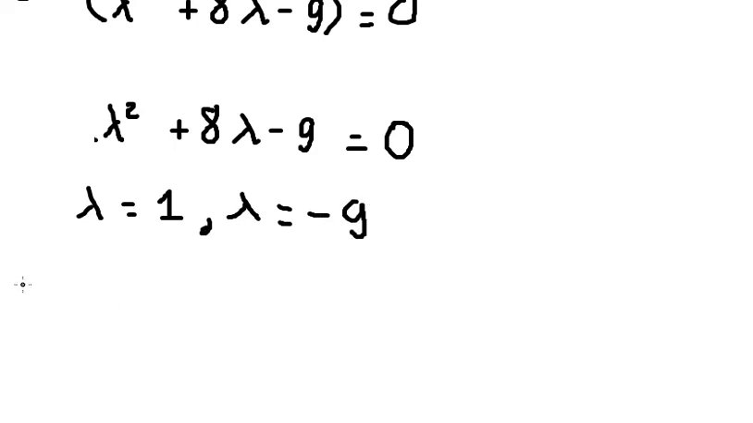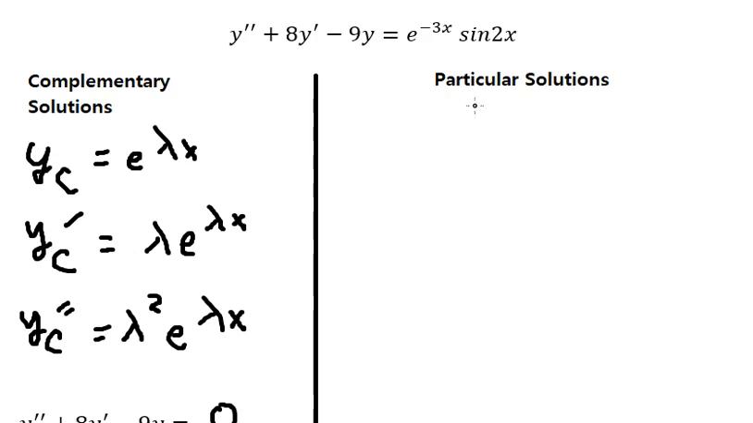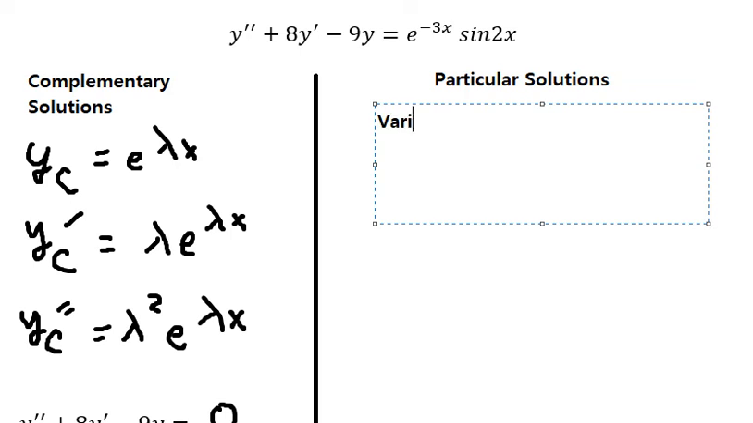And now I will put yc. That is the constant number 1 e to the power of lambda s. We need to change lambda into number 1. So we have s and we have c number 2 e to the power of negative 9s. The next one, about particular solutions, I will use variation of parameters.